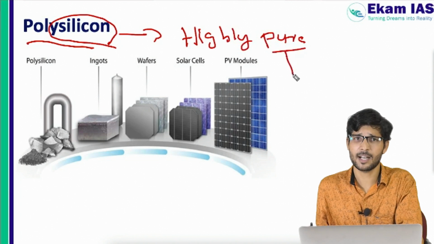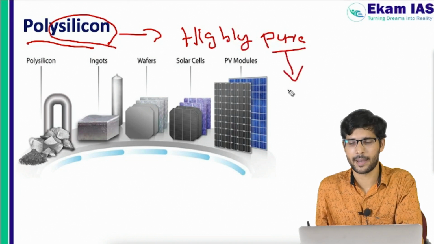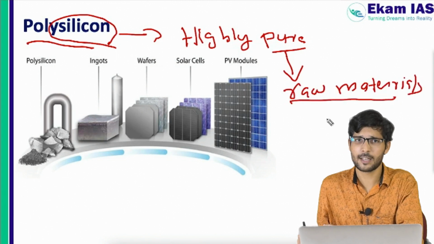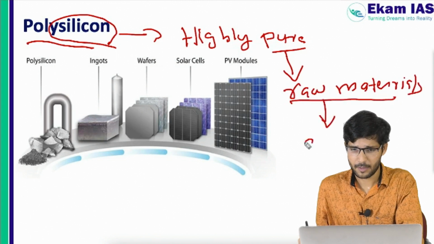This is an essential raw material for the production of solar panels. Essential, that is, it is a must. Without this, solar panels cannot be made. So this is an essential raw material for the production of photovoltaic panels or solar panels.